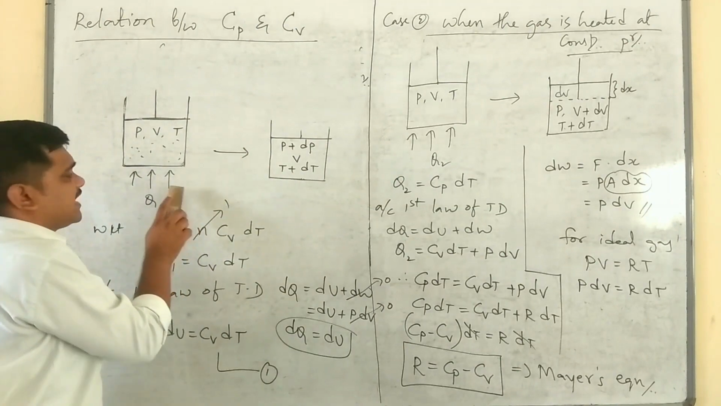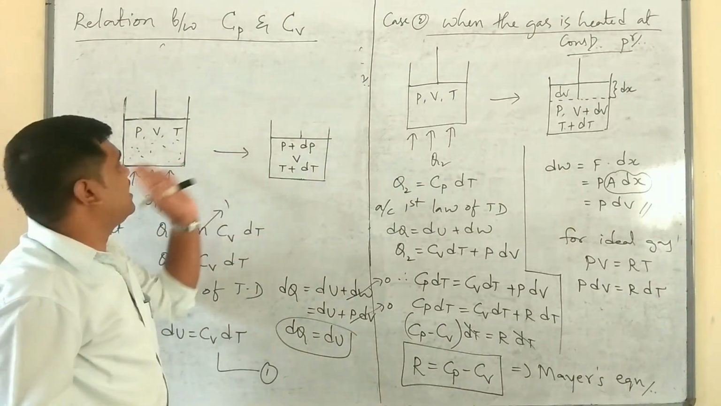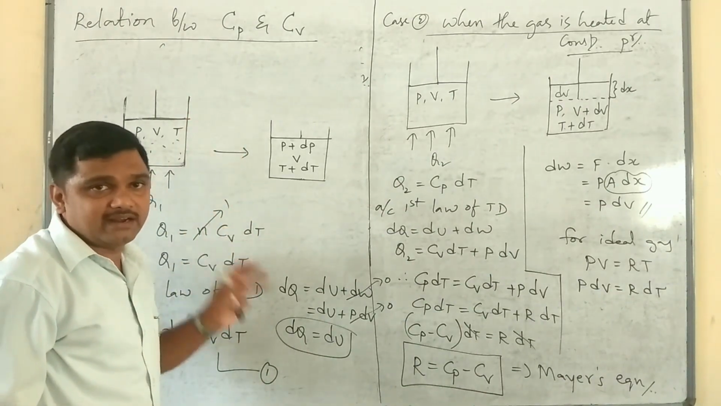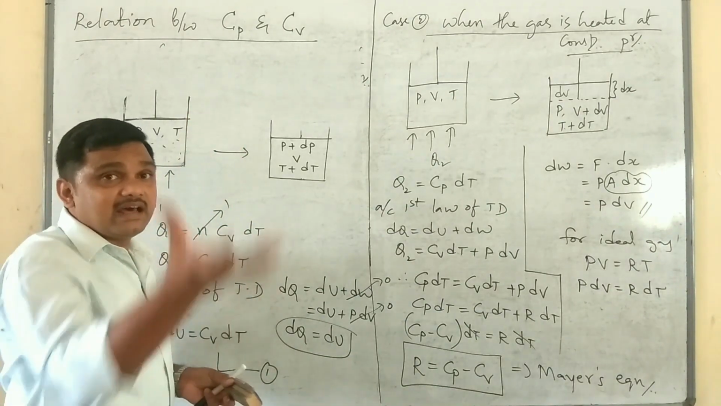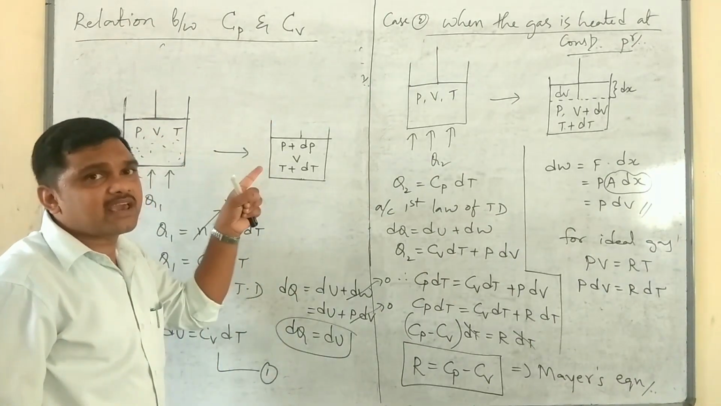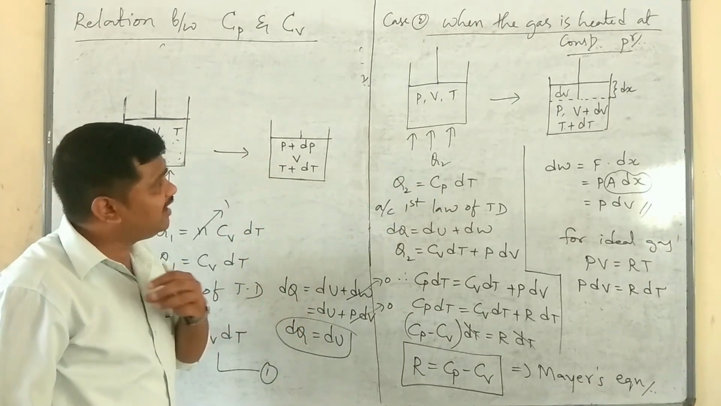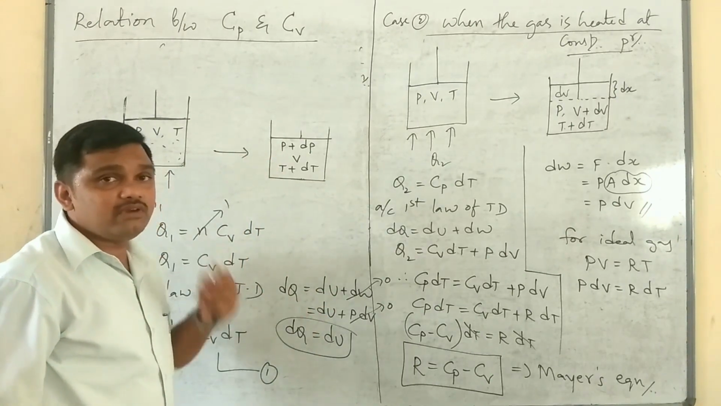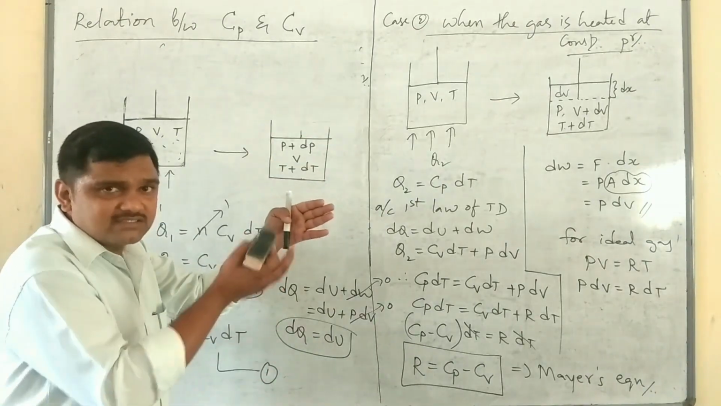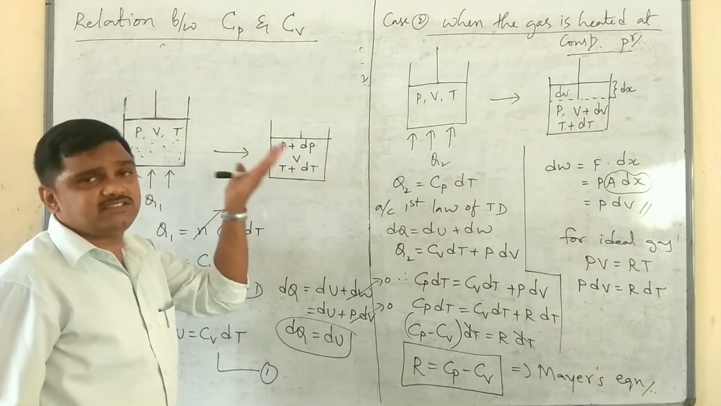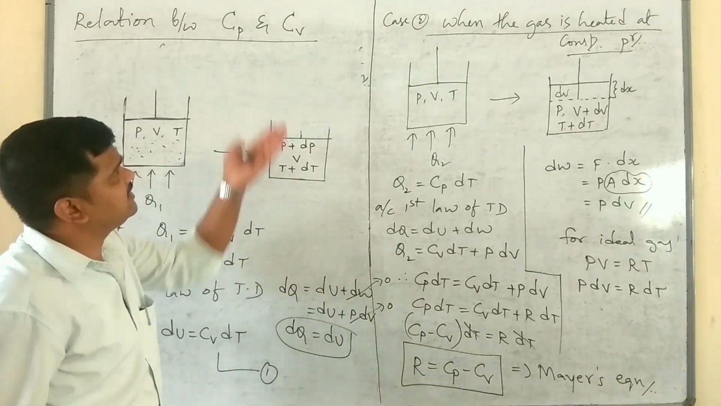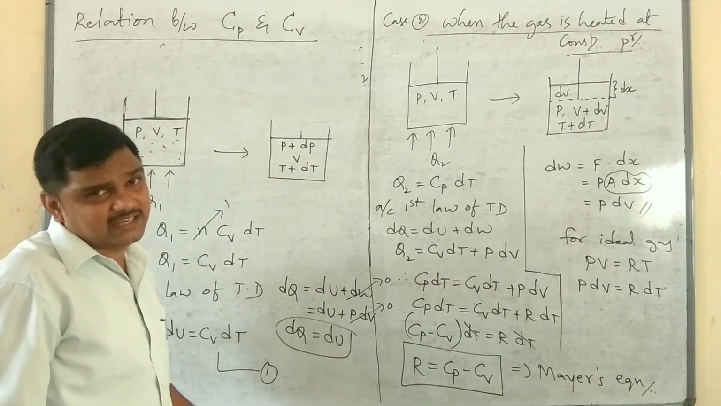Actually, what we have observed in the case 1 is that when we heat the gas at a constant volume, all the heat energy we have supplied will be used only for raising the internal energy. But when we heat the same gas at a constant pressure, the heat energy supplied will be utilized for two purposes. Part of the energy is used to raise the internal energy, and the remaining part is used to do some extra work, I mean external work. Hence, Cp is always greater than Cv.